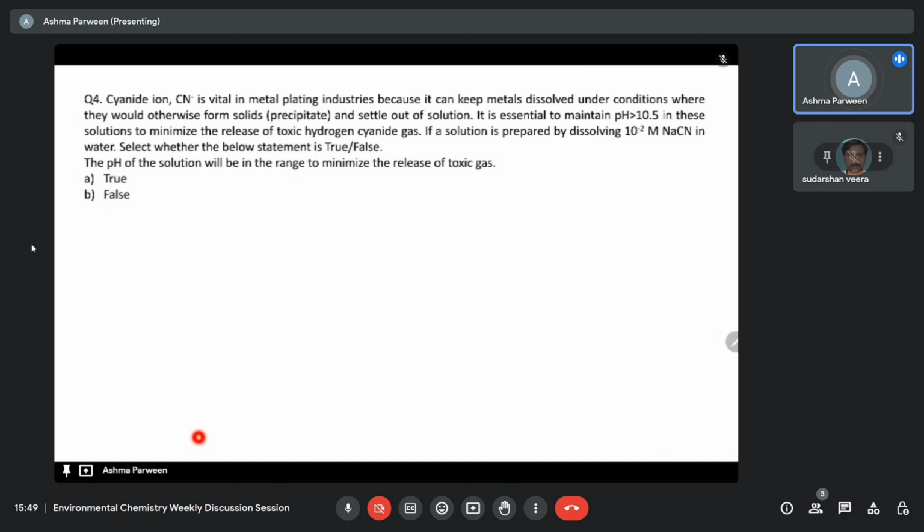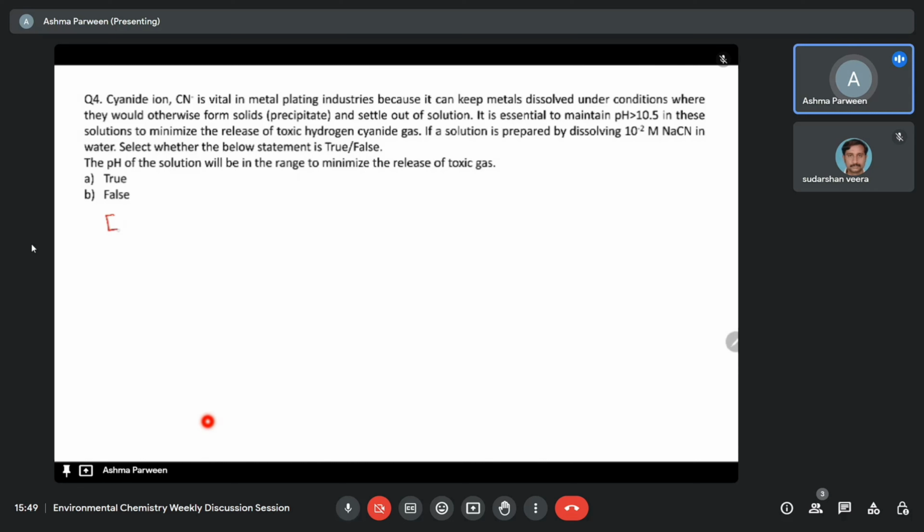So let's see how to solve this question. We have been given that we are adding 10 raised to power minus 2 molar NaCN in water and we have to find the pH. There is no pK value mentioned, so we will solve this question using Visual MINTEQ. I hope that you all have installed Visual MINTEQ, and we will see how to find the pH in the software. So first let's see what is given in the question.